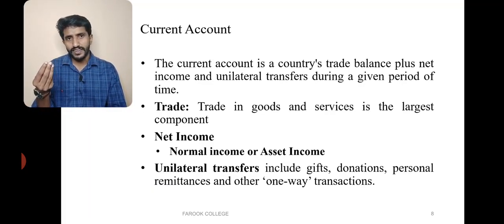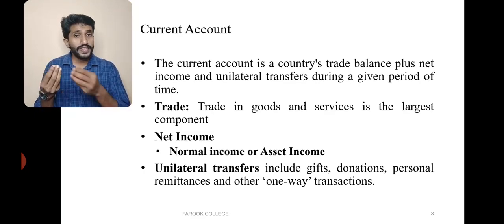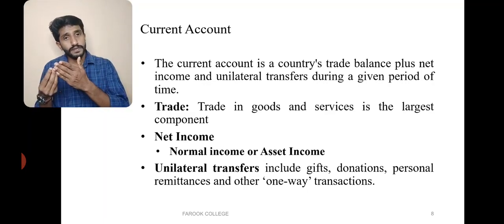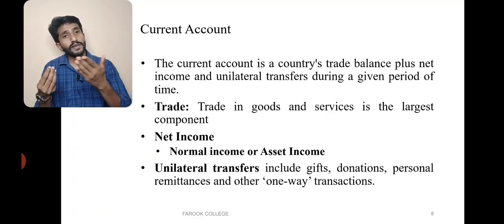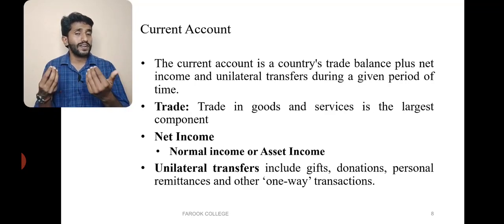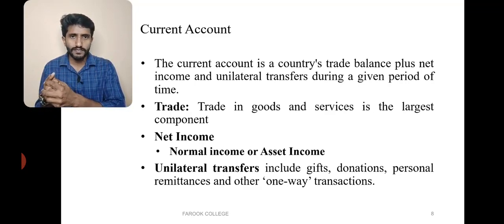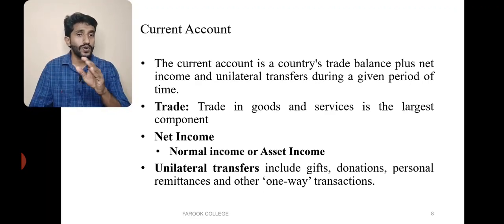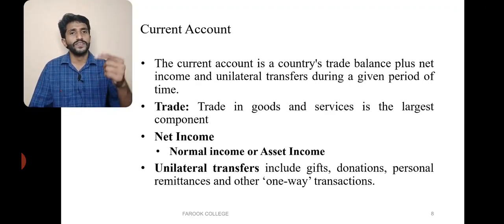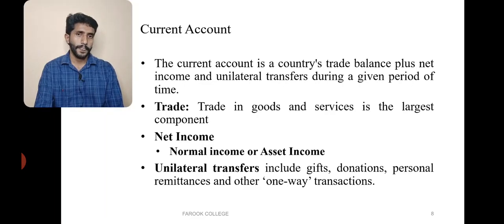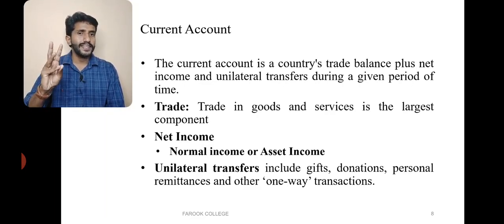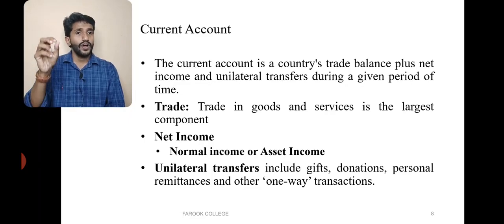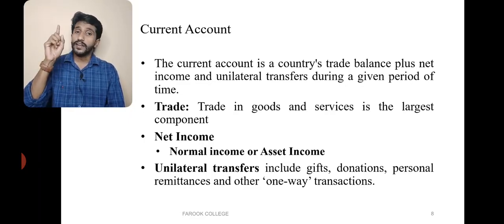Suppose one country is in some kind of disaster or economic crisis, so another country will help them and give some donations, or one country gives some gift to another country. All are included in unilateral transfers, and unilateral transfers are included in the current account. So you should understand that the current account includes three things. Trade in goods and services is the largest component.